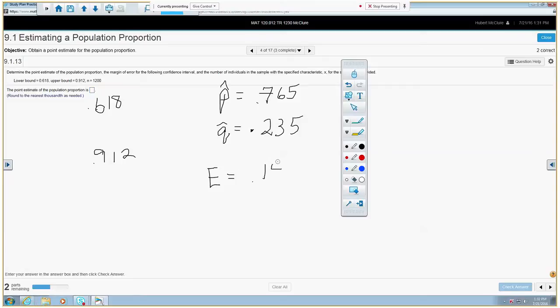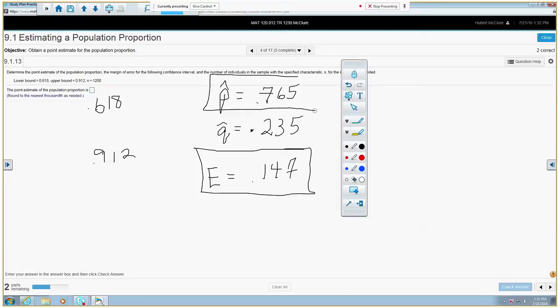0.147, and there's your margin of error. Now to find your sample, you take 77% of n. So take 0.765 and multiply by 1200. What do you get? So your sample is equal to 918. Did you round up or down accordingly?